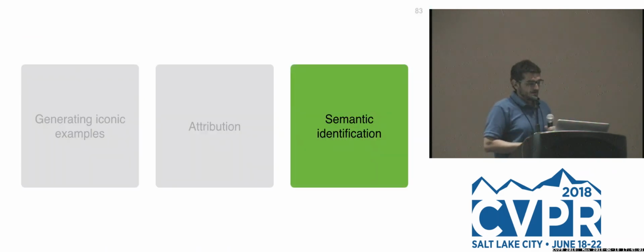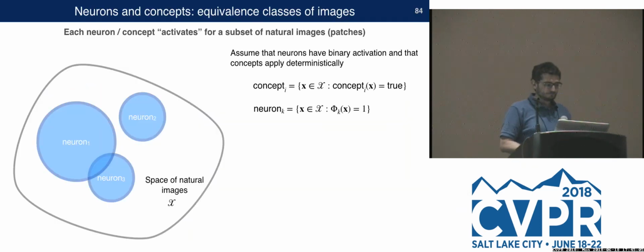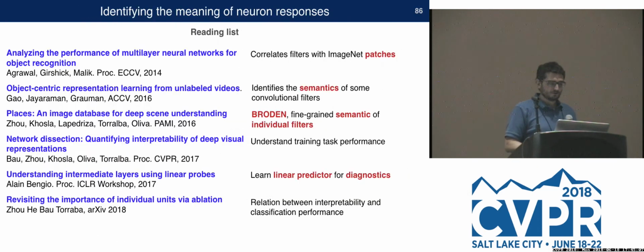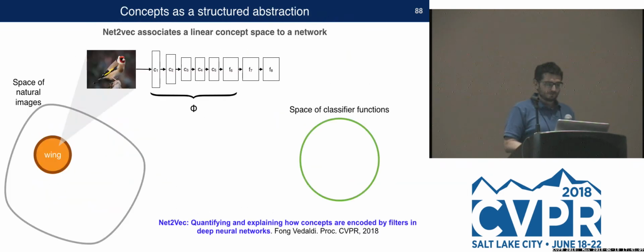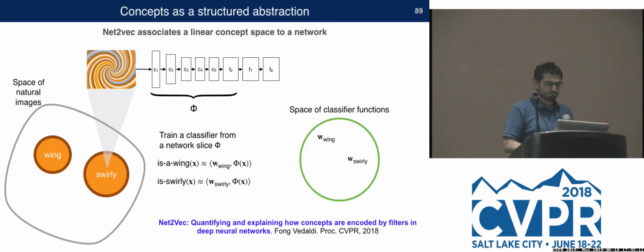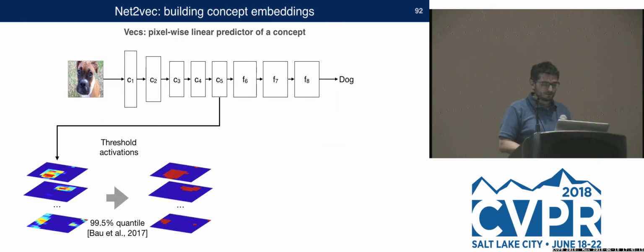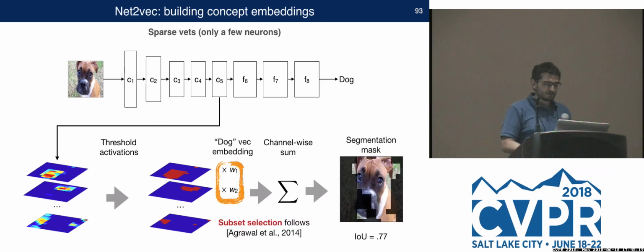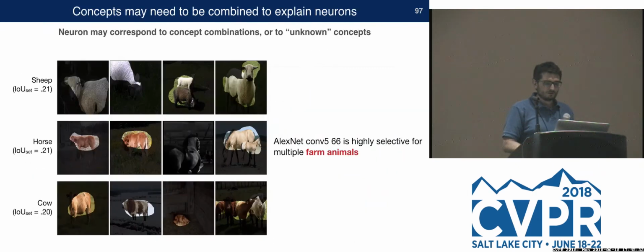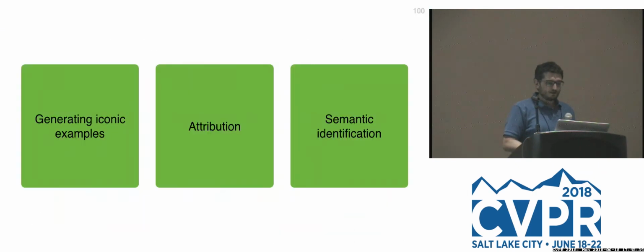Okay. So there is no time to go through semantic identification, so I'm going to skip over that, and I'm just going to come to my conclusions. But if you're interested, the slides will be made available. This, by the way, is very, very related to what Bolei was explaining before, so you're not missing much. Okay. All right. So these are the three things, in fact, two, that I presented. The third you can read by yourself. Really iconic examples and attribution.